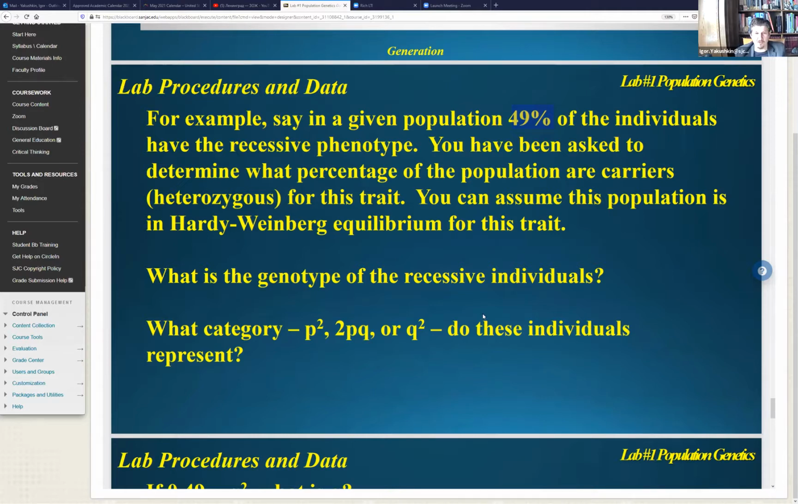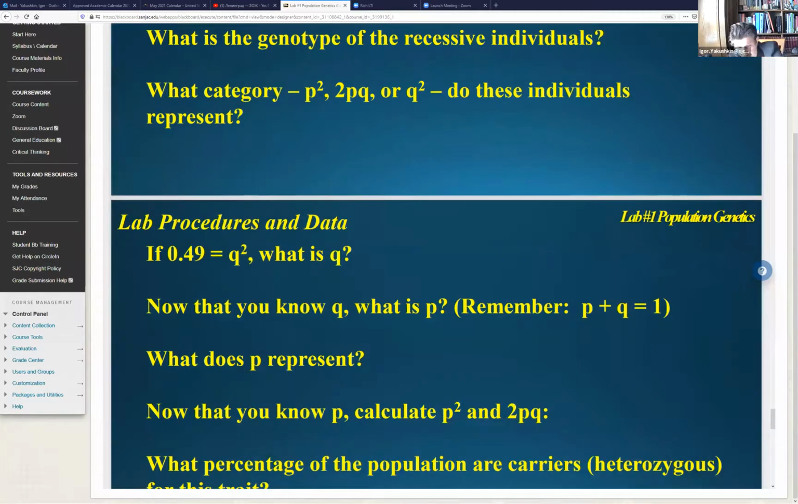Now, if we know that Q squared is 0.49, can you find Q? Well, we can square root it, right? Then Q, after square rooting it, will be 0.7. Everybody see what I did there? It's kind of hard to write the square root.